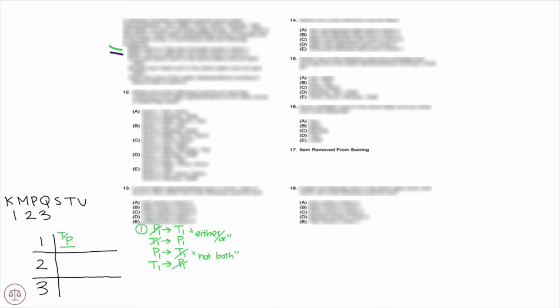Rule number 2, either T or U, but not both, works in zone 2. All right, so similar to rule number 1, we have if not T2, then U2. If not U2, then T2. So this is our either or. Now our not both, if T2, then not U2. And contrapositive, if U2, then not T2. So that's our not both. So that tells us we have a placeholder in zone 2 for either T or U.